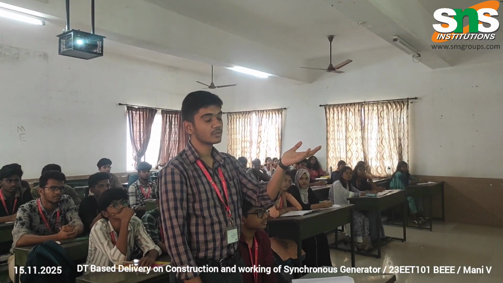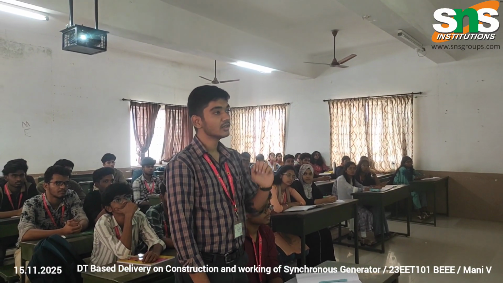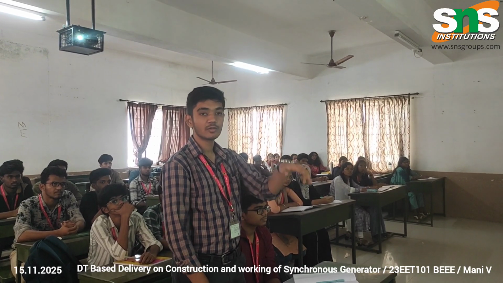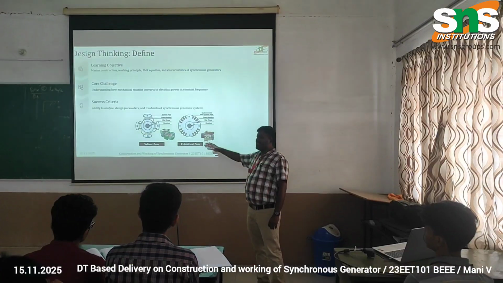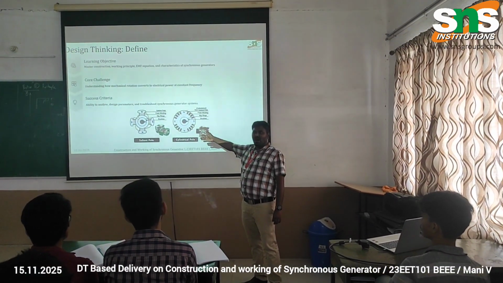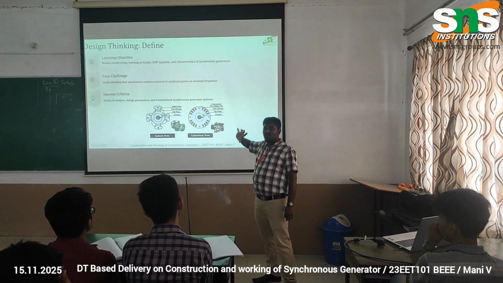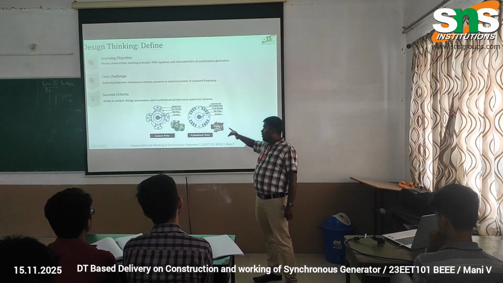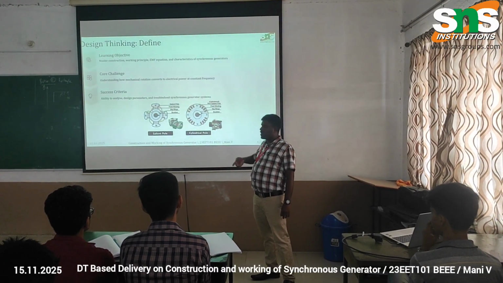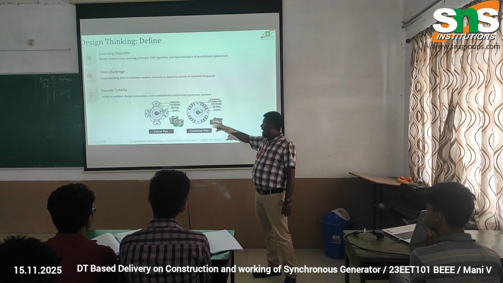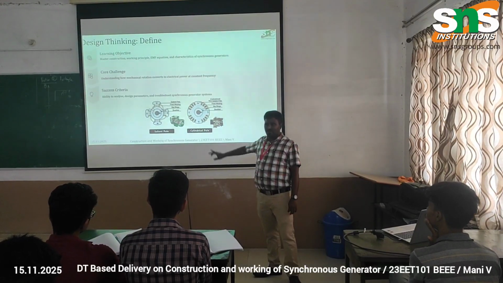Air gap is not uniform, so we can't use it for high speed application. It has a uniform air gap, so we can use it for high speed application. Here the air gap is not uniform, so if you are trying to rotate at high speed, a huge noise will be created, and the rotor may also get damaged. So it can't be used for high speed application, and this can be used for high speed applications.